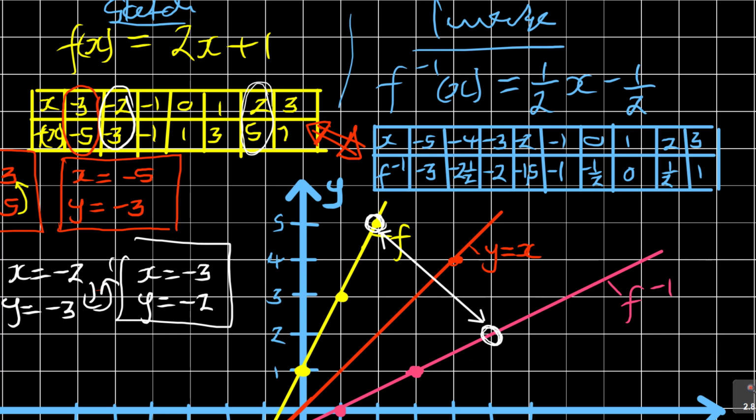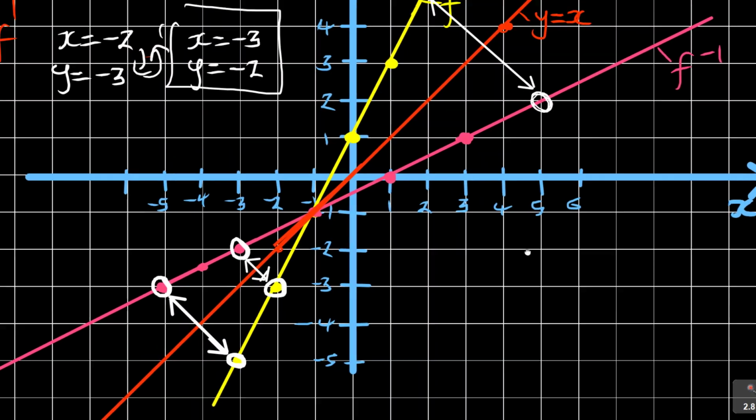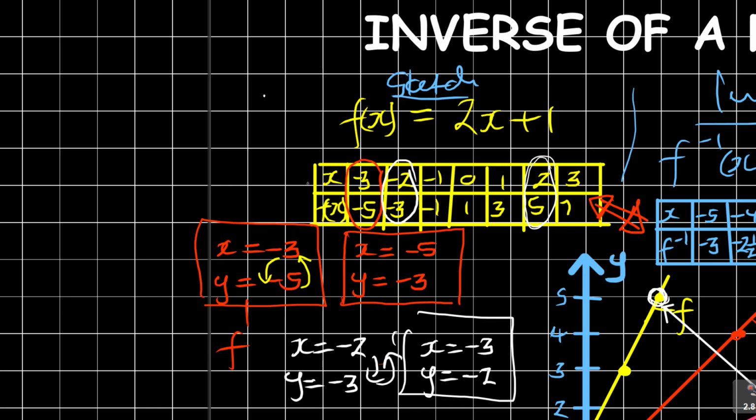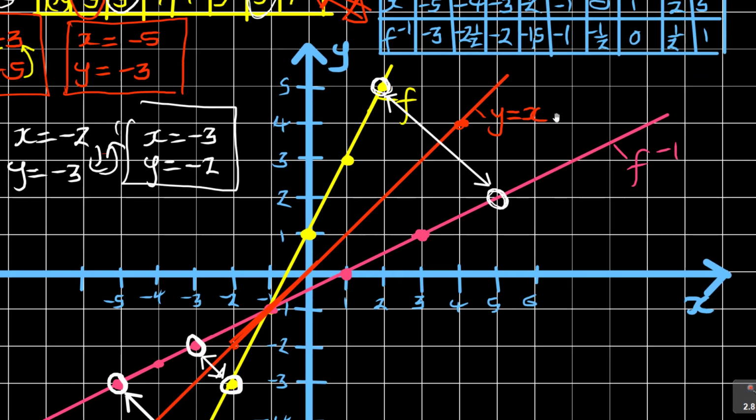So what is happening here? You can see that when I'm talking about an inverse, I'm actually interchanging here. This was f and x. So if I'm talking about an inverse, if I give you x and I give you y, in the inverse you interchange. This one becomes that, that one becomes that. That's what is happening. And then there is a special line, this line y is equal to x. We call this line the reflection line.